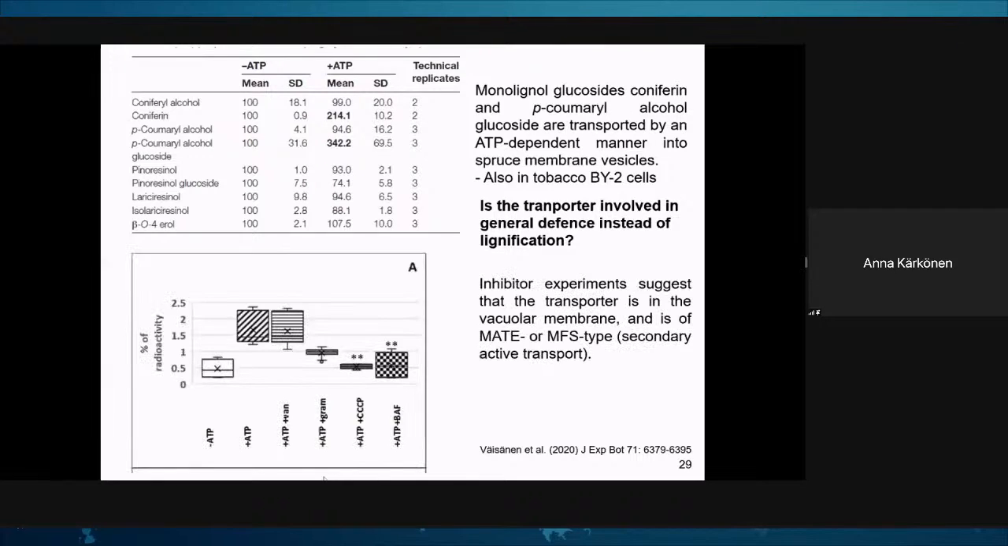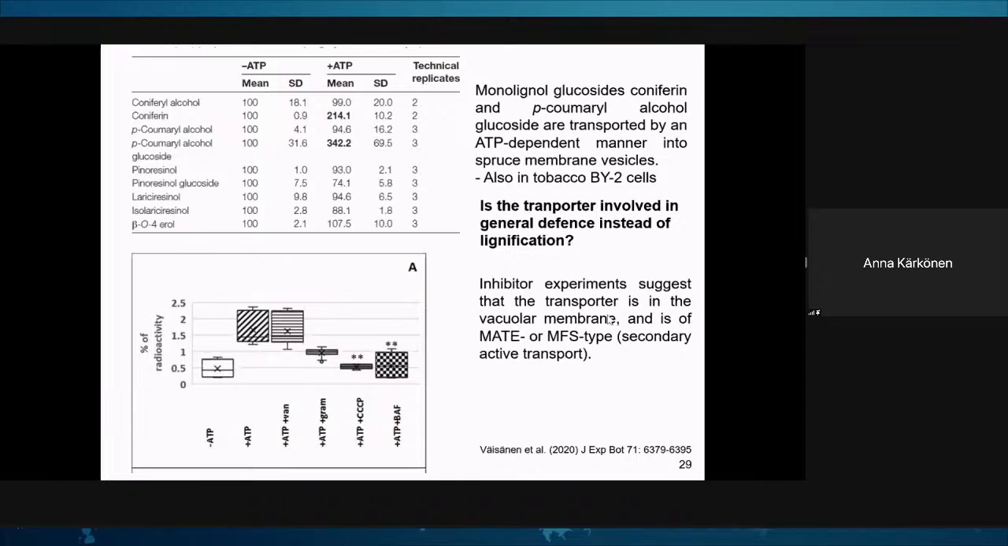Okay, then Annie did several inhibitor experiments with these transporters. And basically these inhibitors that she utilized showed that actually it's not likely that it's a plasma membrane where the transporter is located, but it's more likely that it's a vacuolar membrane. This is the membranous compartment inside the cytoplasm. Basically, vacuoles are for storage function, for example.